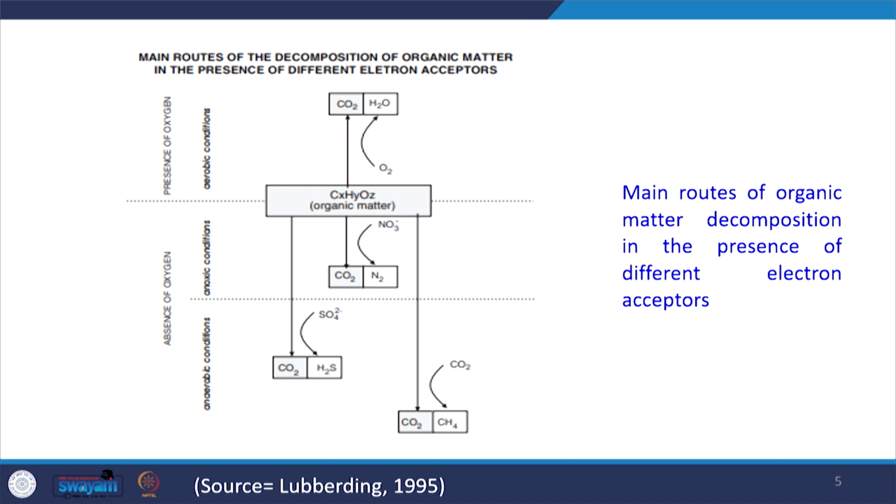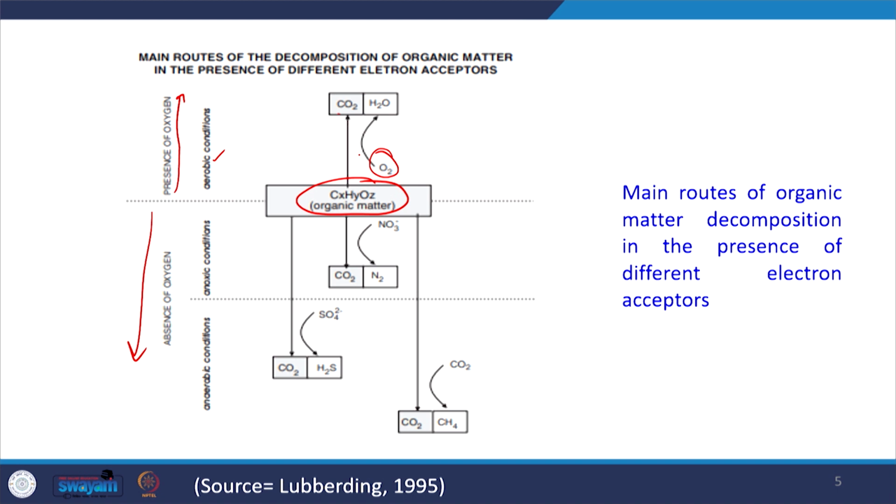Now, here again we can see the main routes of the decomposition of organic waste in the presence of different electron acceptors. So, we have an organic matter which is present here, we can see CxHyOz, a general organic molecule has been taken. Now, whether we have oxygen present in the system or it is absent. So, in the presence of oxygen we have aerobic conditions prevailing, and under that this molecule will change into CO2 and H2O in presence of oxygen.